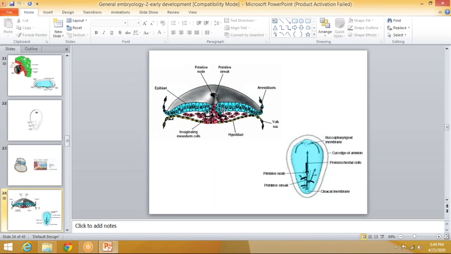Whereas some cells differentiate and get placed between the two layers of ectoderm and endoderm, forming the mesoderm. Now these are the invaginating mesodermal cells which will lead to the formation of the third layer. So this is the epiblast, ectoderm. These are the cuboidal cells, which are the future endoderm. Now these are the invaginating mesodermal cells. This is your yolk sac.